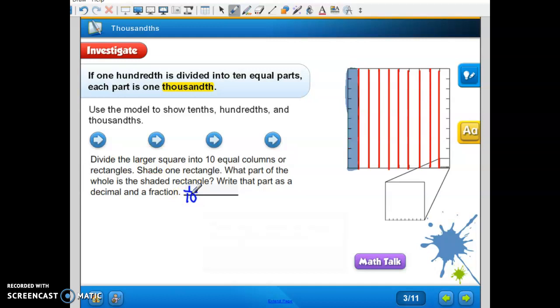Now we've got to talk about what 1/10 looks like as a decimal. If we only have 1/10, do we have a whole number? No. So we're going to put a 0 and then we're going to put our decimal point. Now what's the first place to the right of the decimal point? The tenths place. So we have 1/10. So that's what it looks like as a fraction and a decimal.